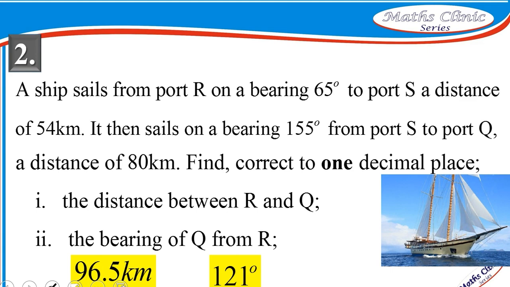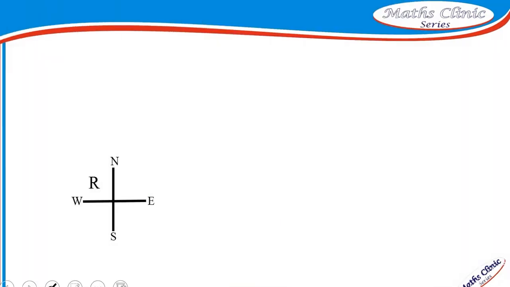Remember, a ship sailed from port R on a bearing of 65 to port X. That means we start from R, then we move on to X. So from the R here, we are moving on to X with a bearing of 65. So measure 65 from the North Pole, then we draw our line. Remember that we don't measure with a protractor because this is not drawn to scale. So there's no need for you to use a protractor to do this. Just draw a line to represent an angle of 65, because in each case, you are doing calculations, not measurement.